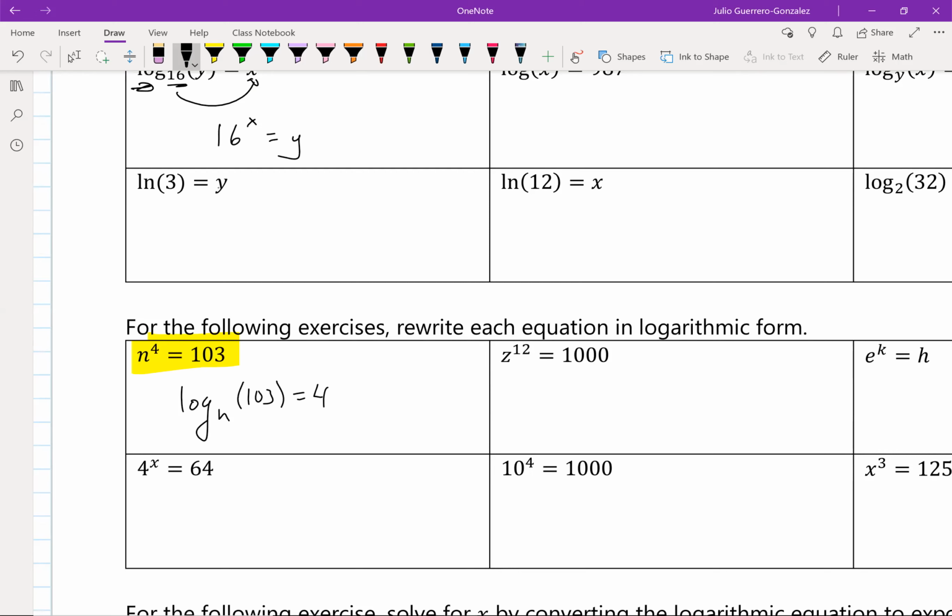So notice the same idea here. This to that power is equal to that. So would we put log in the first ones, or just put? Oh, never mind.